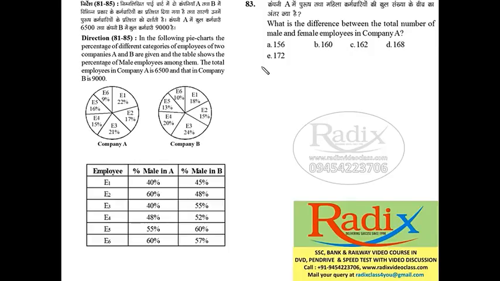Now question number 83. The question is, what is the difference between the total number of male and female employees in company A? In this case, either we calculate male employees and then female employees and then find their difference, or another method is this. We will assume one value as more. Let's say male are more and female are less. In that case, we will calculate the difference directly with this value.